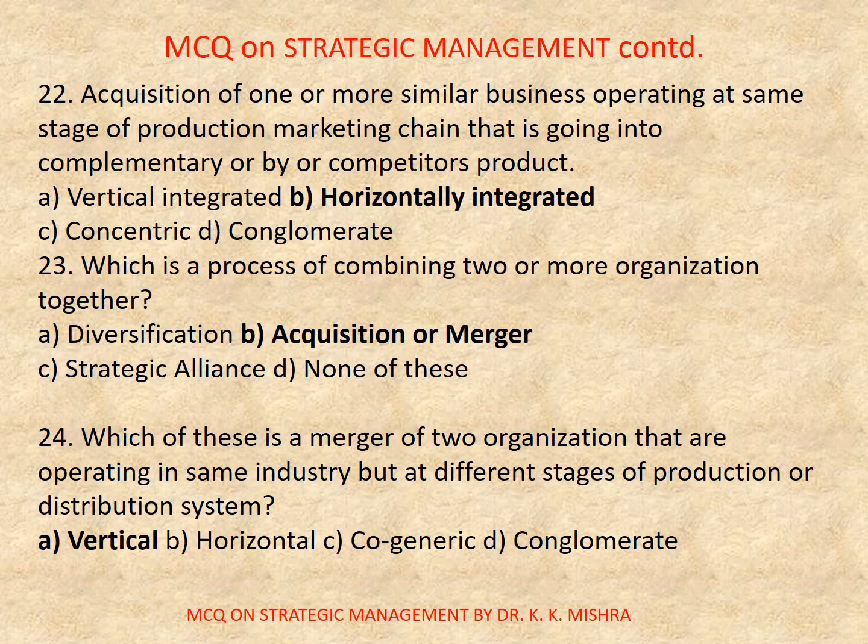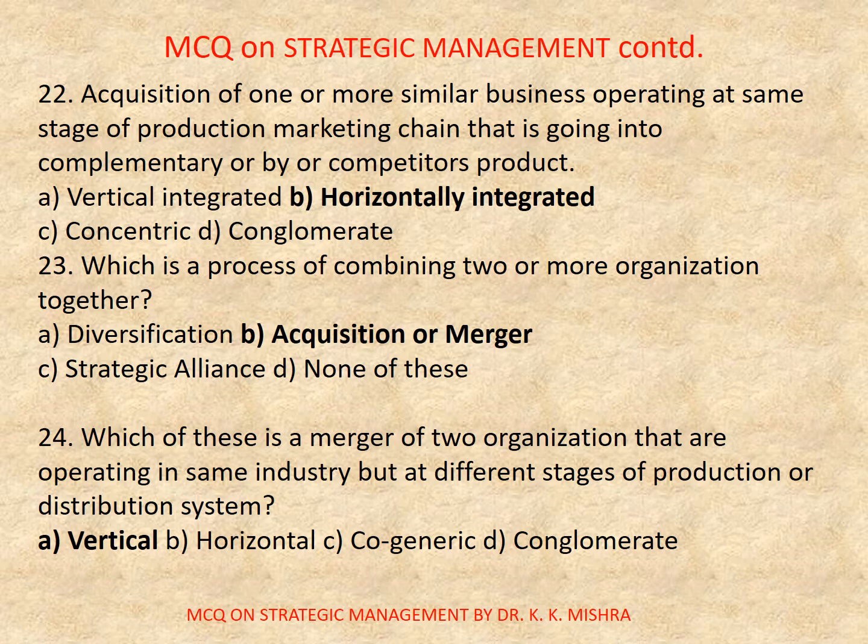22. Acquisition of one or more similar business operating at the same stage of production marketing chain, that is, going into complementary or buying competitors' product. A. Vertically integrated. B. Horizontally integrated. C. Concentric. D. Conglomerate. Correct option is B. Horizontally integrated.